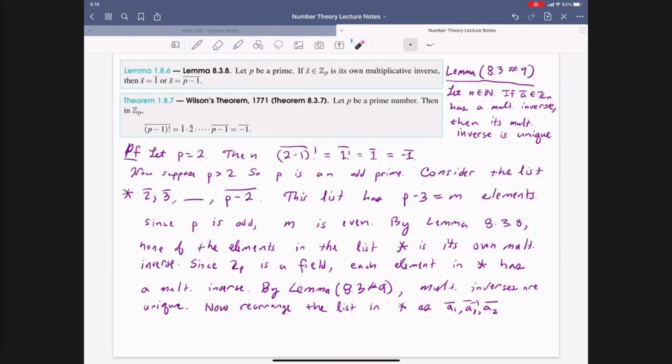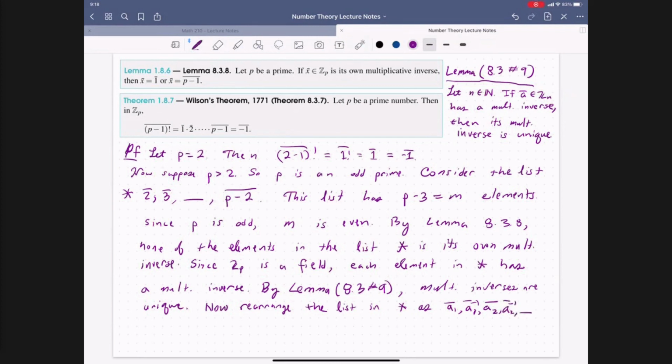If 3 is the multiplicative inverse of 2, then A2 would be chosen to be 4. If A1 inverse is not 3, then we choose A2 bar to be 3 bar. And so in this way, we can go ahead and continue adding elements to the list until we exhaust everything. But doing so, here we have an A2 inverse bar.